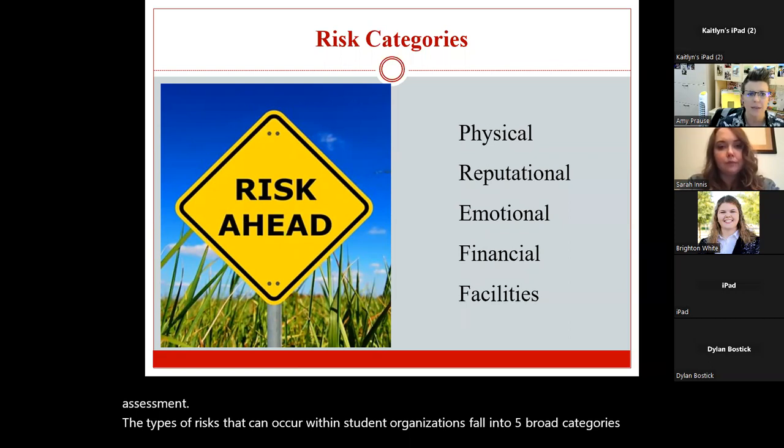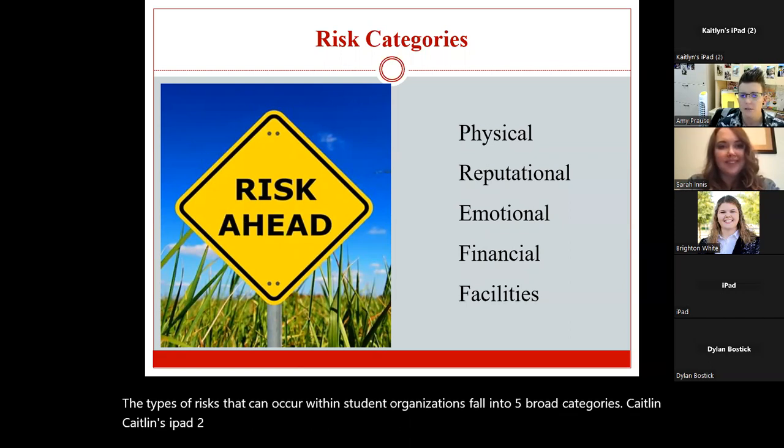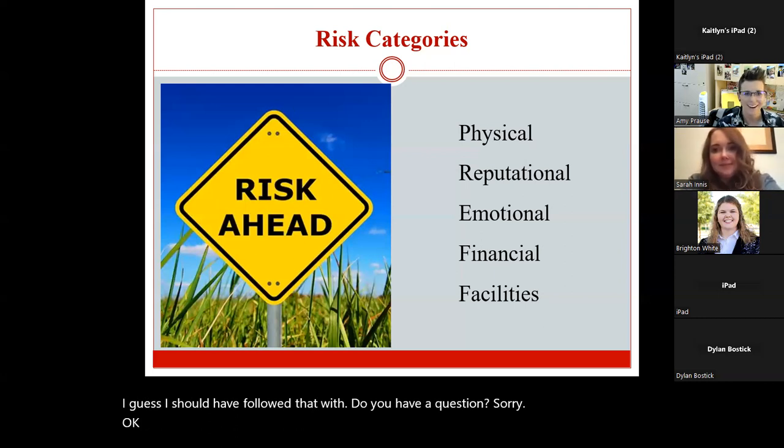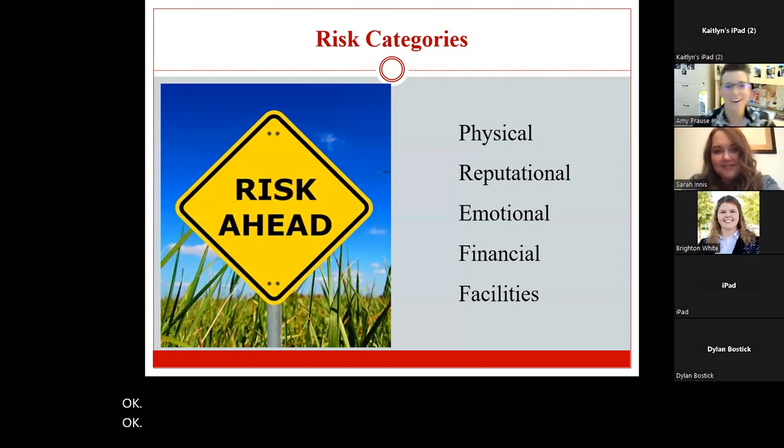Caitlin's iPad 2, you have your hand raised. Oh, I guess I should have followed that with, do you have a question? Sorry. Okay. No, I don't. I just forgot to unraise it from when you asked us to raise it. Sorry, my apologies. No, you're fine.